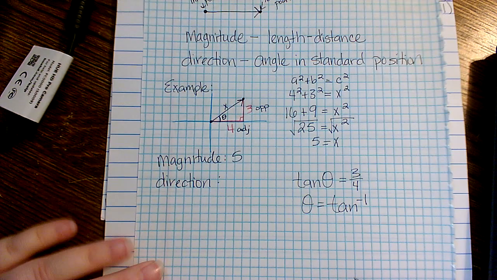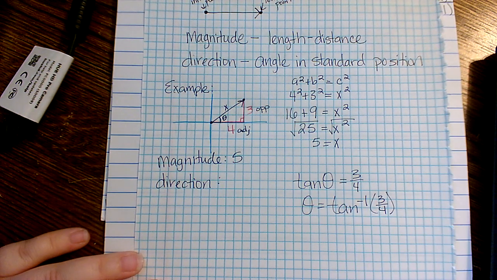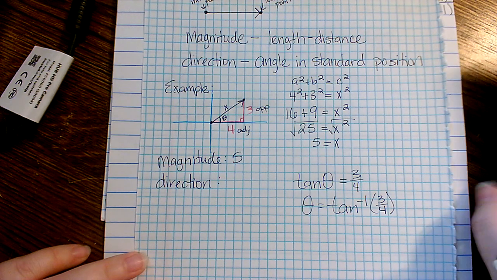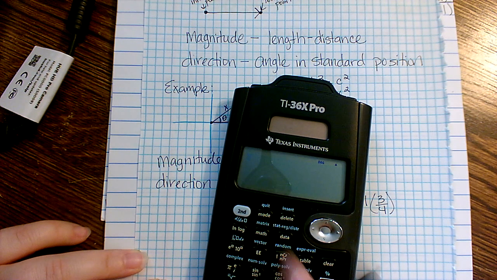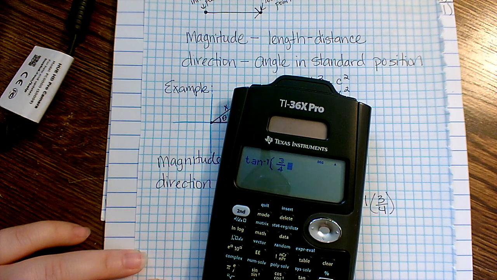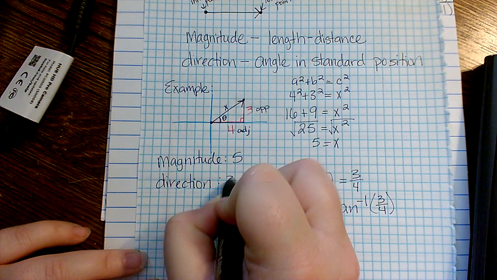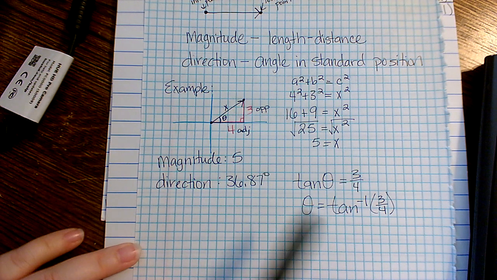Sorry, I was off this page there. So you have to do the inverse: tangent inverse of 3/4, you would just type that in. I'm going to make sure I'm in degree mode because I want my answer in degrees. Tangent inverse of 3/4 gives us 36.87 degrees if we round. So that's the direction.